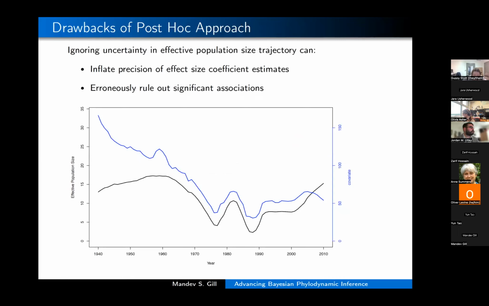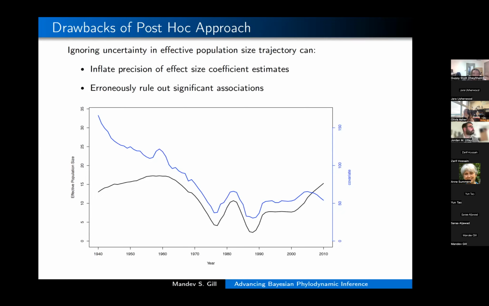Okay, so why is ignoring the uncertainty in the effective population size estimate a problem here? For one, it can lead to effect size coefficient estimates that have inflated precision. On the other hand, it can erroneously rule out significant associations by overemphasizing the incompatibility between the covariate and effective population size trajectories during certain time periods.